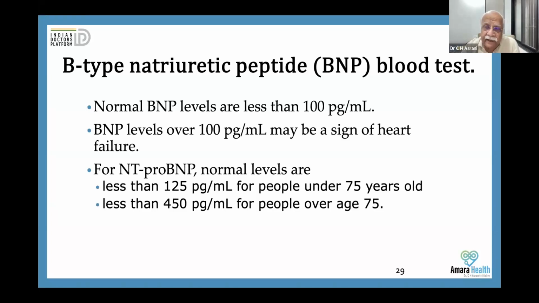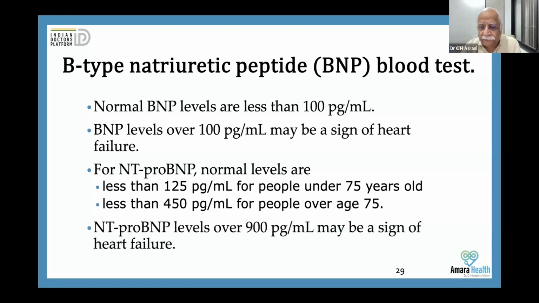Why? Because there is some degenerative amount of cardiac dysfunction. People above 75 normally will have a little lower ejection fraction. So that is why we allow that concession. So up to 450 picogram per ml of pro-BNP for above 75 patients. NT-pro-BNP over 900 is a sign of heart failure in everyone. And believe me, 900 is not a high number. We have seen 8,000, 10,000, 12,000 also.